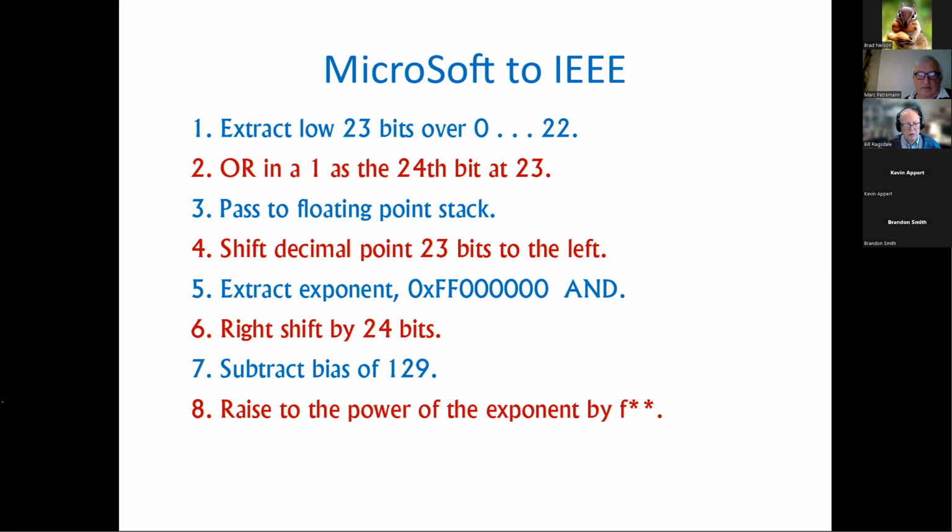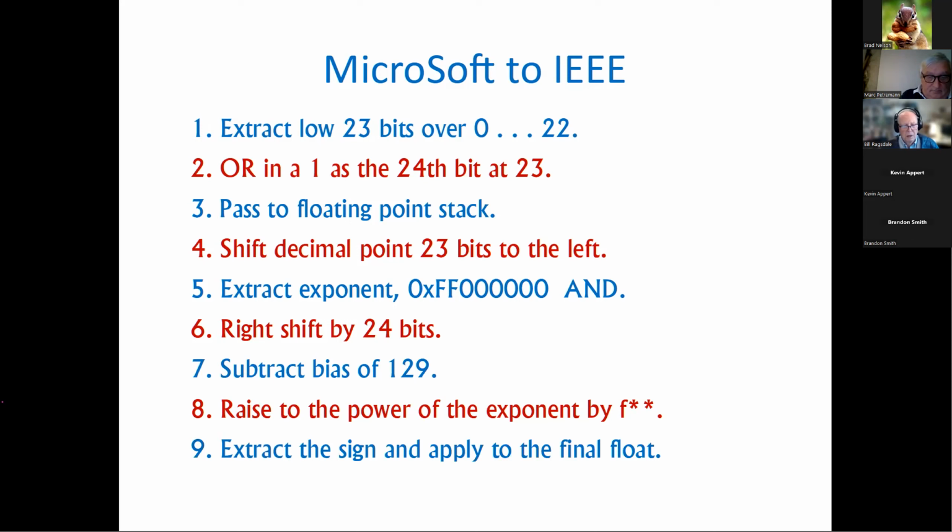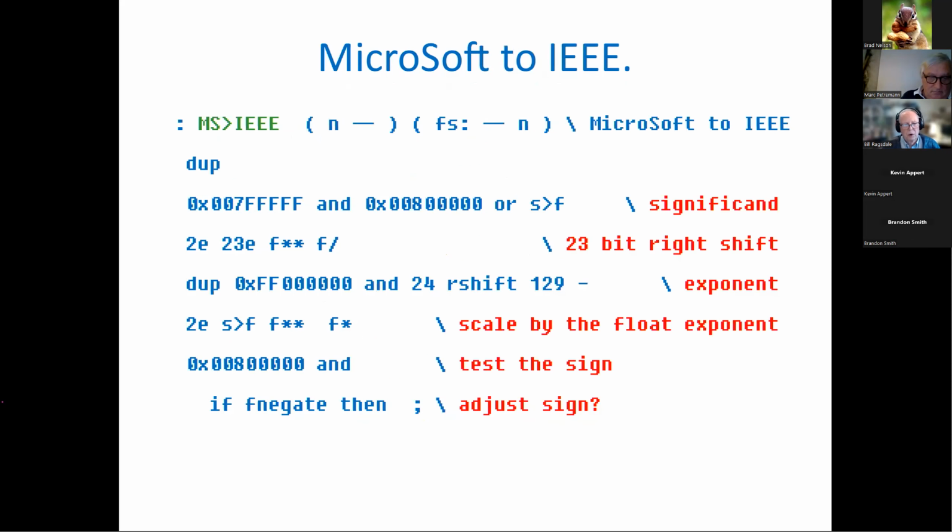We then raise that bias to the power of 2. We take 2 to the power of the exponent using the floating point F star star, which is the floating point exponentiation. Extract the sign bit and apply that to the final float. So here we go and look at the code. It's just as you would expect. The name of the word is MS to IEEE.